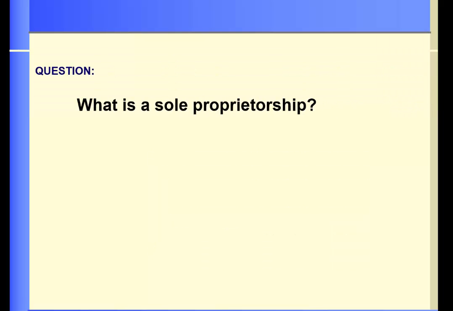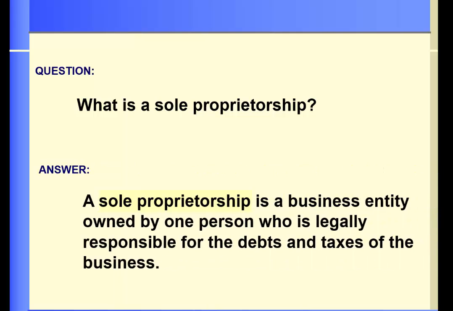So here we are. What is a sole proprietorship? It's a business entity owned by one person who is legally responsible for the debts and the taxes of the business. The person is responsible, not the business entity, for a sole proprietorship. When you license a sole proprietorship, it costs you like $40. It's just the license to do business in the name of that business. All your property and all your debts and obligations are in the sole proprietor's personal name.